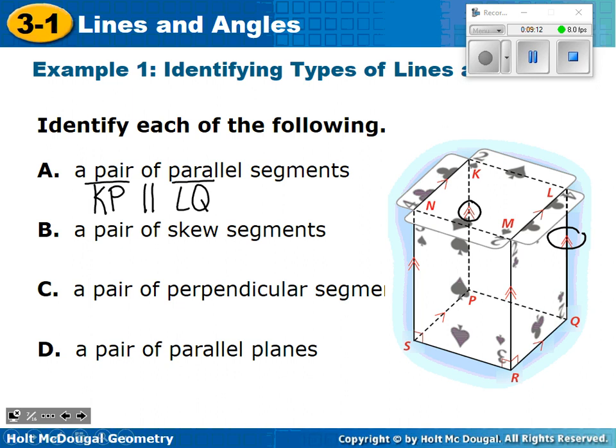NM and KP, perfect. There's not a symbol for skew, so you can just put the word, or the and symbol. NM, and you said what? I'm sorry, KP? All right, perfect. Perpendicular, Alexis?